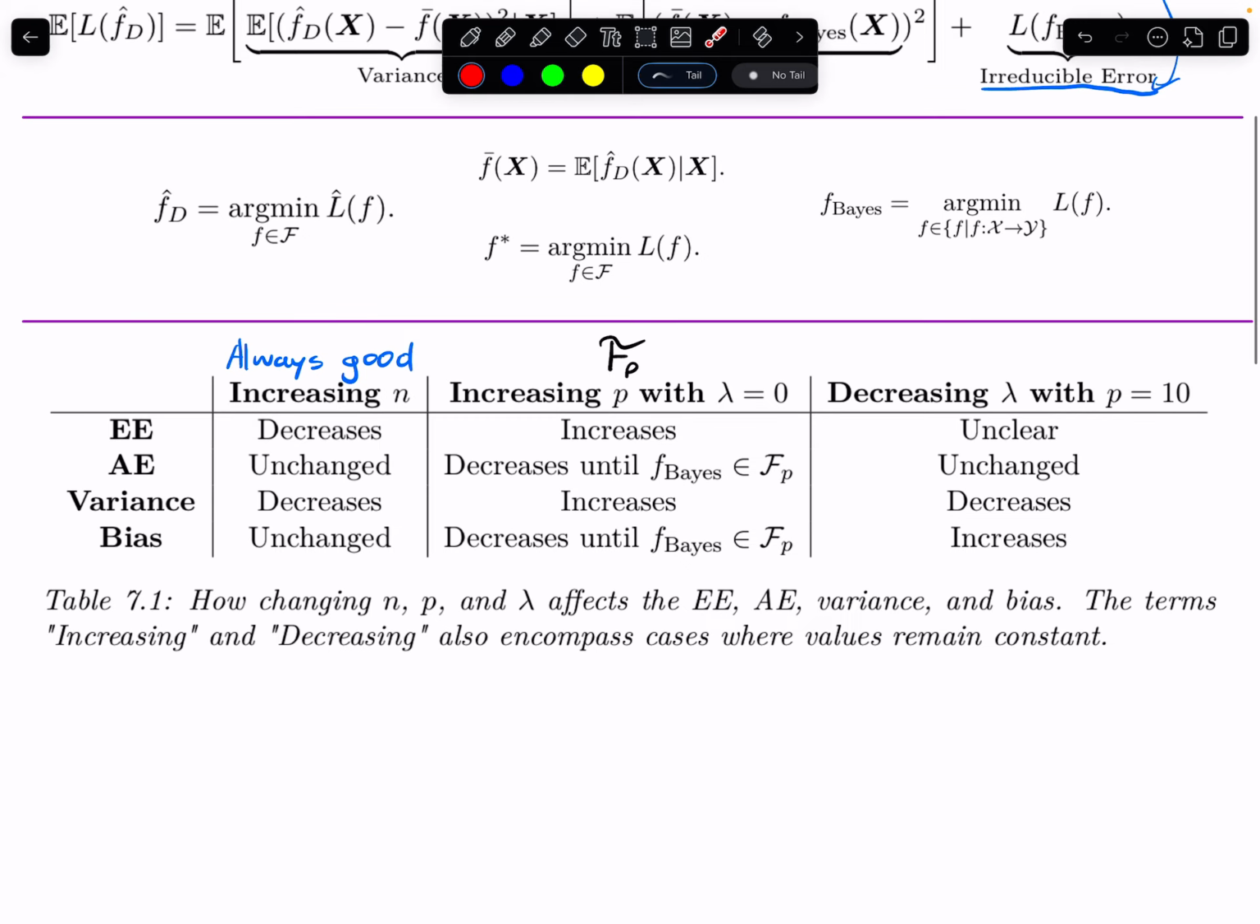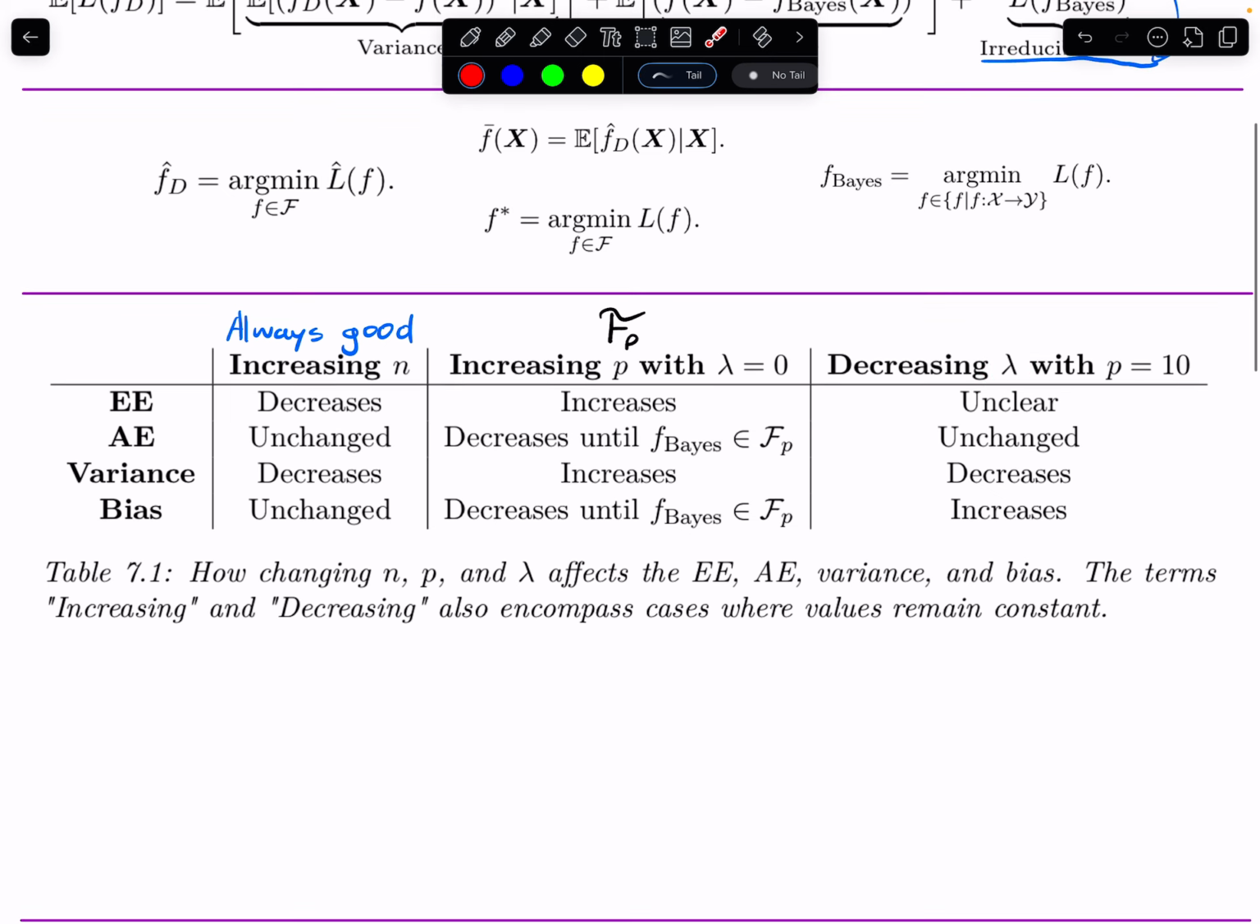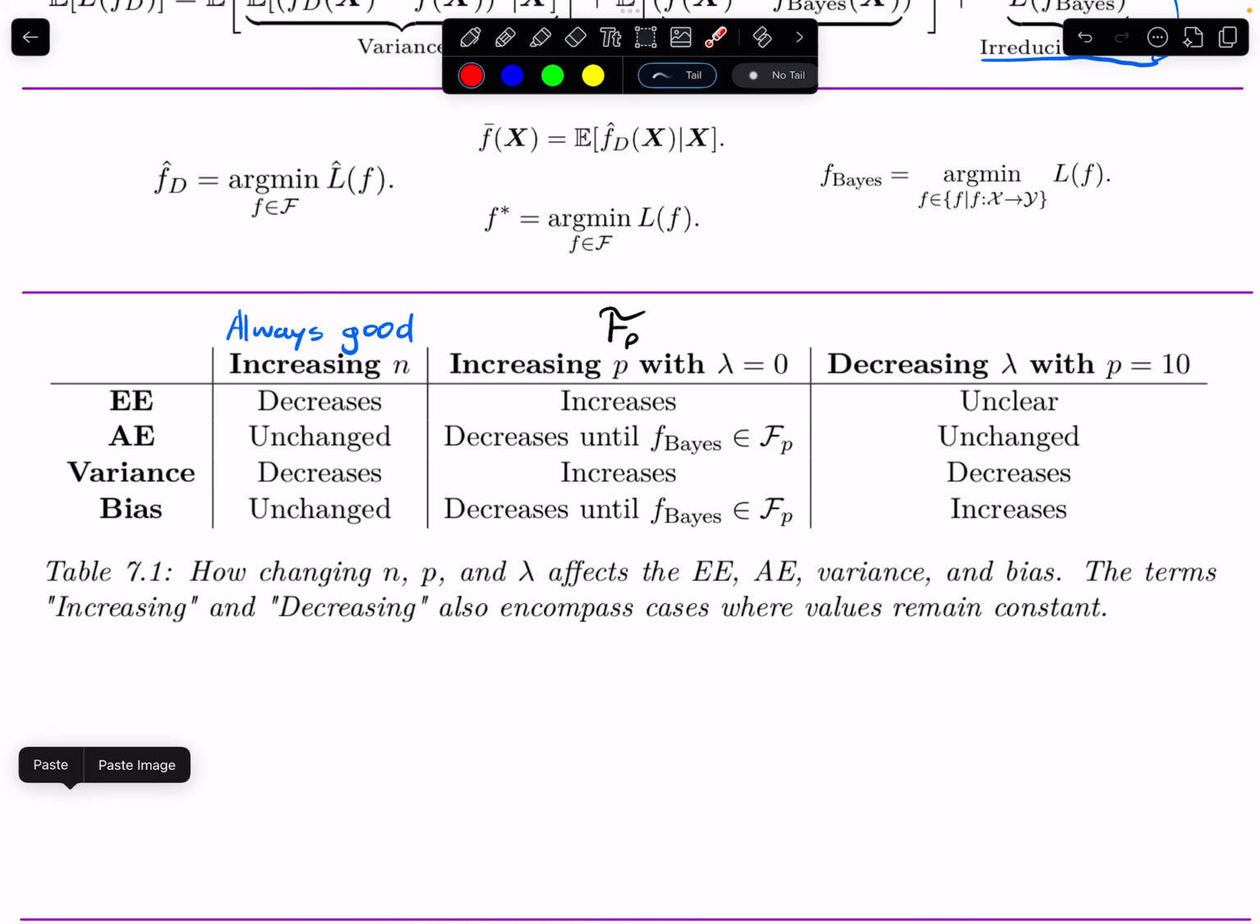Then there are the simple cases, which are variance and bias. This is where variance and bias shine in the regularization case. When we talk about regularization, often people will talk about variance and bias because these have very nice effects, which we'll talk about in a second, while estimation and approximation error don't really follow very nice trends with changing lambda. Okay, so what happens when we change lambda?